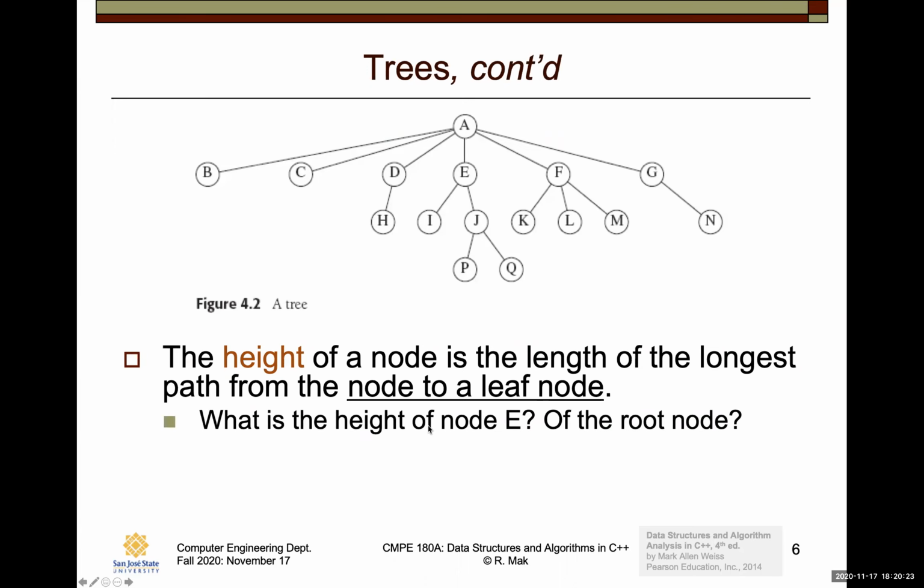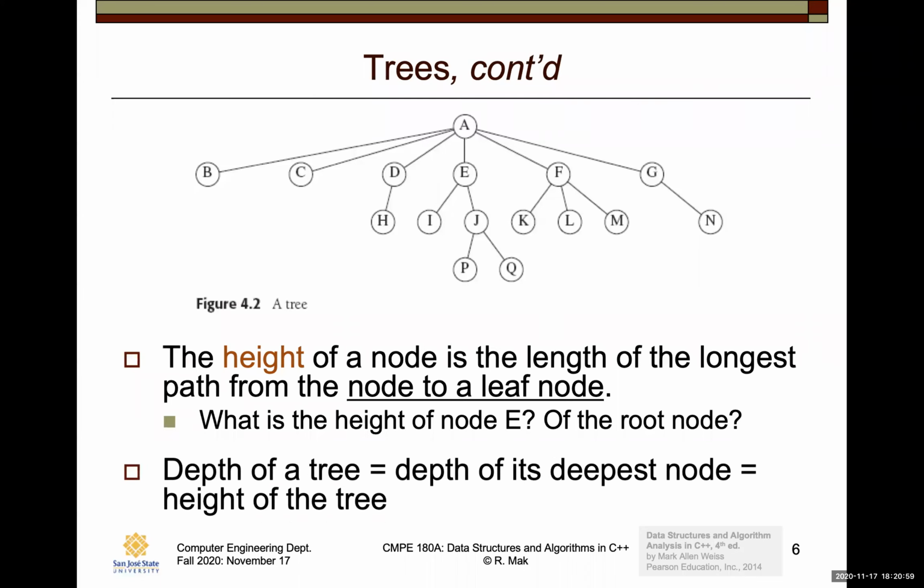So what's the height of E? Well, the longest path to a leaf, in this case P and Q, has length 2, so the height of E is 2. What's the height of the root node? What's the longest path to a leaf? It looks like it's A, E, J, and then to either P or Q. So the height of the root is 3: 1, 2, 3, three edges on that path.